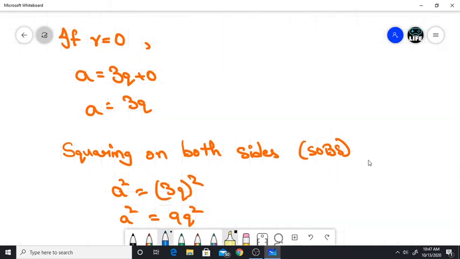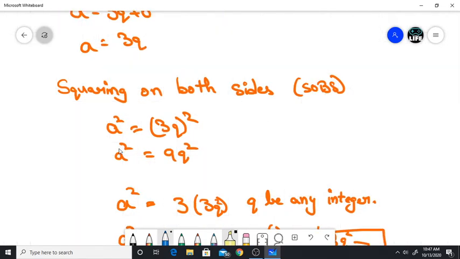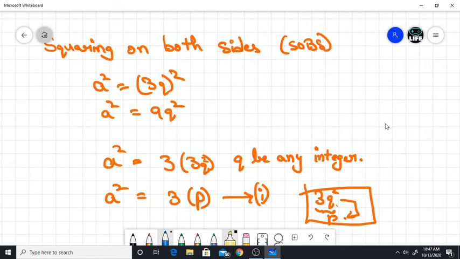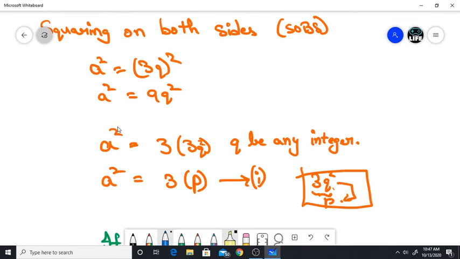Squaring on both sides, we get a square equals 3q whole square, so a square equals 9q square. From this, on the right hand side, take 3 as common. So a square equals 3 into 3q square, where q is any integer. Take the bracket one as p. So a square equals 3p. Mark it as 1.